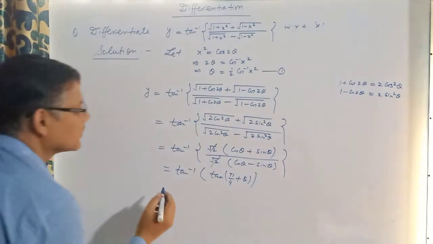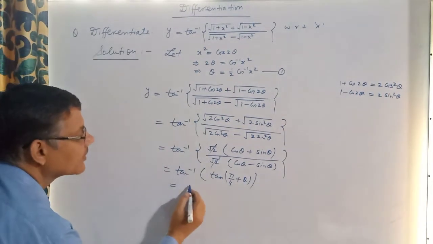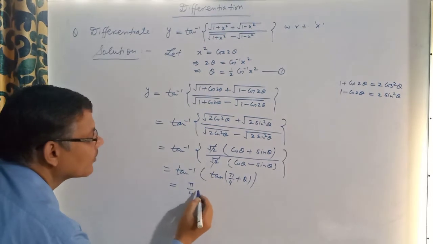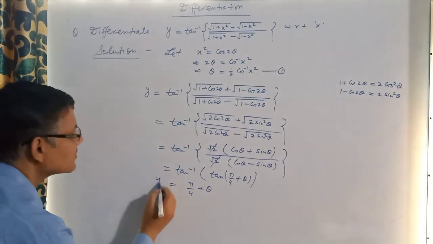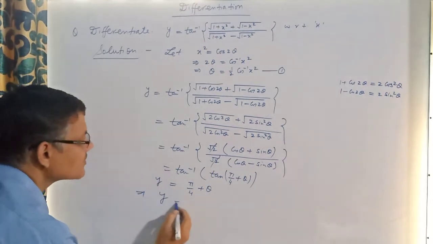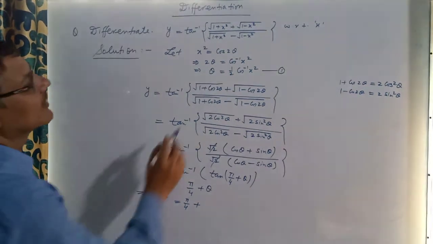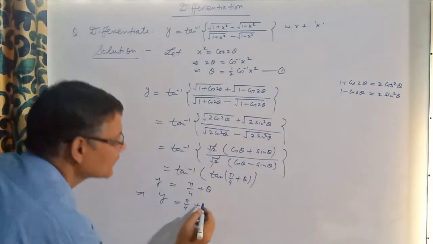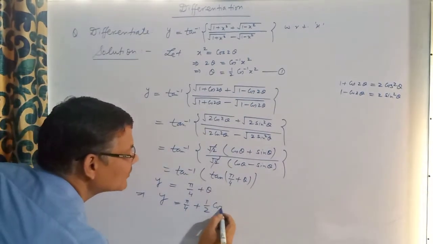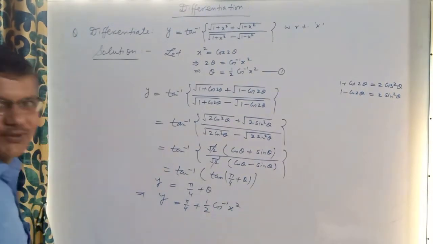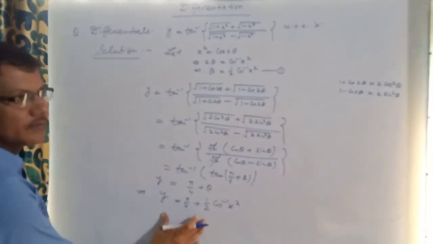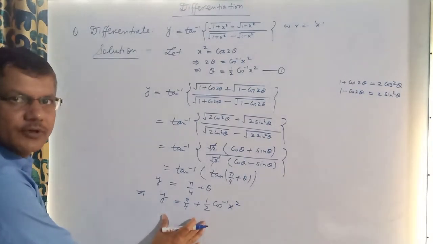Now by the property of trigonometric functions, it becomes pi by 4 plus theta. This is y. It implies y is equal to pi by 4 plus theta. Just remember, what is theta? Theta is 1 by 2 cos inverse x square. So it is pi by 4 plus 1 by 2 cos inverse x square. Okay? This is the part of the second chapter, inverse trigonometric functions.